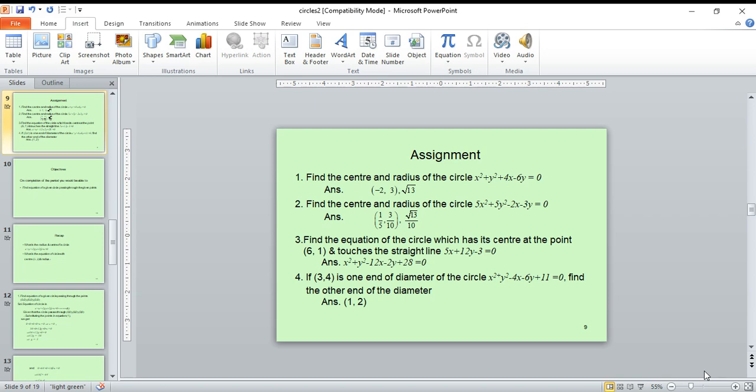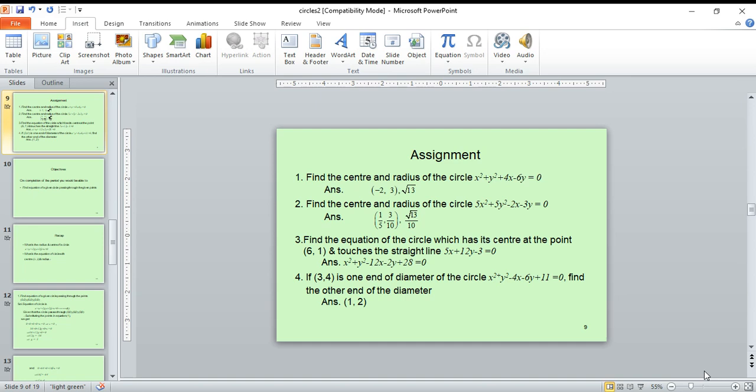So 2g equal to minus 2 by 5, because 2gx equal to minus 2 by 5 x. So g equal to minus 1 by 5. Then 2f equal to minus 3 by 5, so f equal to minus 3 by 2 into 5, which is minus 3 by 10.